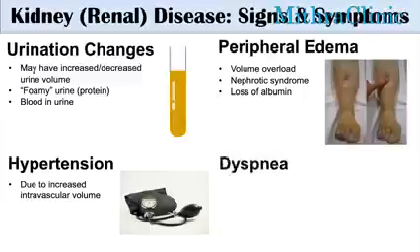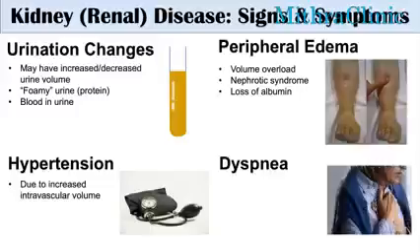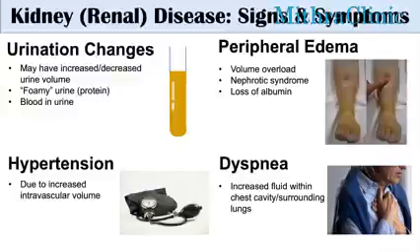And another symptom we can see with kidney disease is dyspnea or shortness of breath. This is often again due to similar reasons. If there's volume overload, we can see peripheral edema, hypertension, and this can even lead to increased fluid within the chest cavity, so within the thorax. The increased fluid can surround the lungs, causing issues with breathing. And we can also see some chest pain that may occur in these individuals as well.